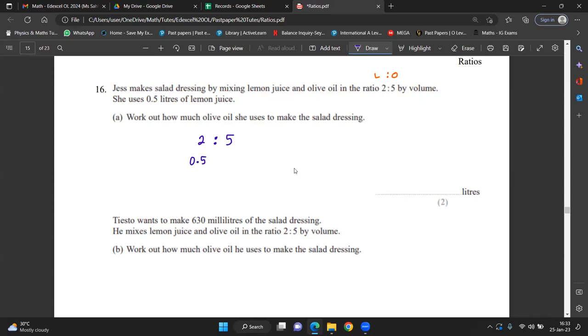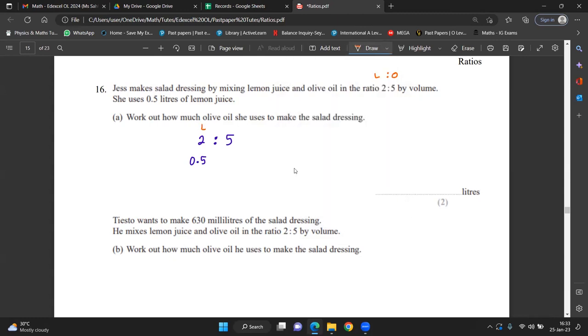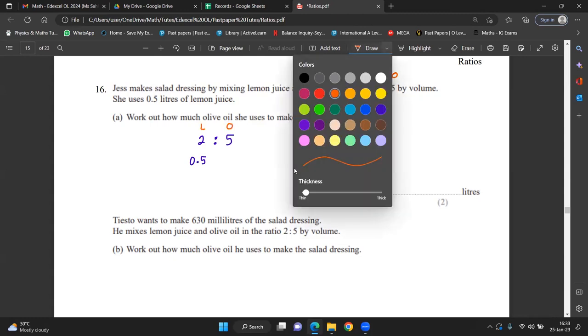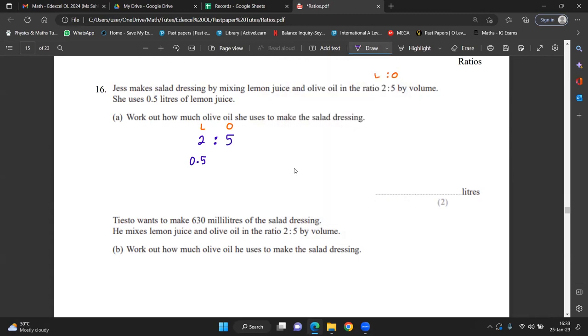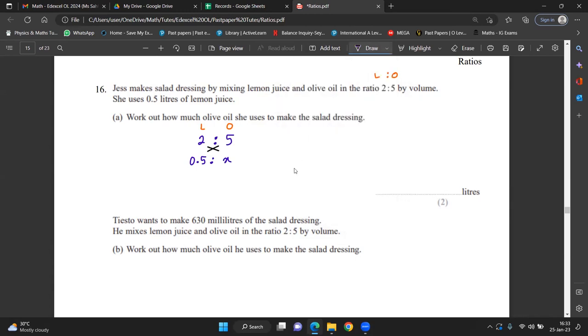0.5 comes under 2 because they're talking about lemon juice. This is lemon and this is olive oil. We are supposed to find the olive oil in the dressing. So this is X. Do cross multiplication. 2x equals 2.5. X equals 1.25. How many of you got that?